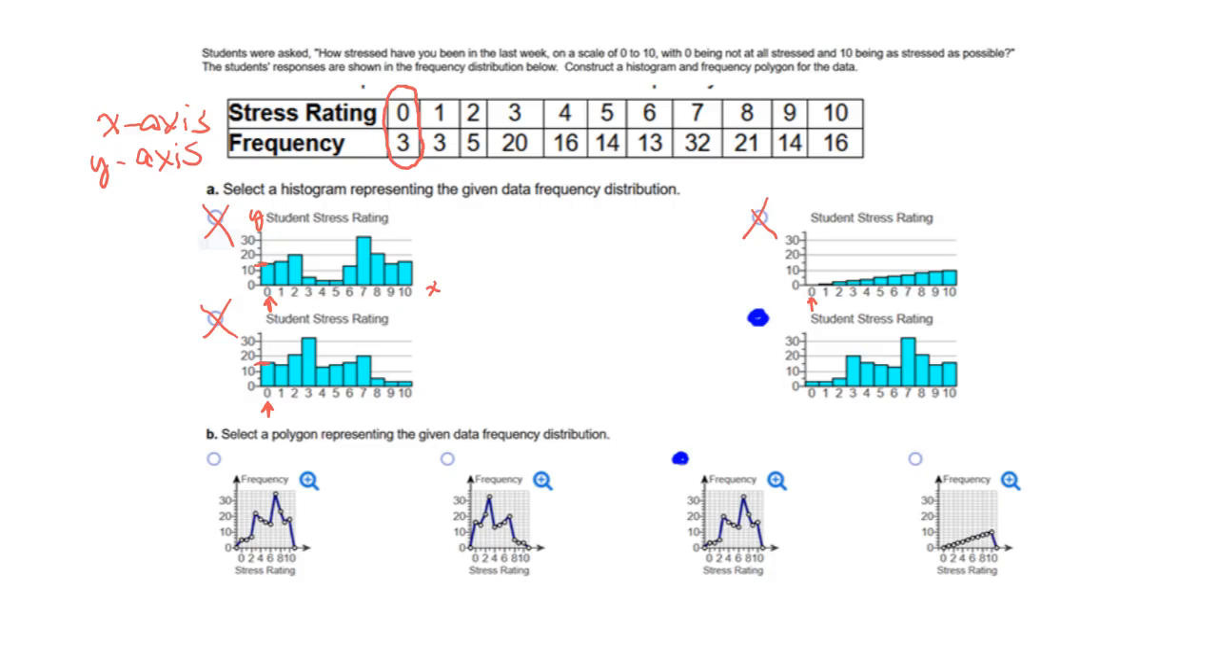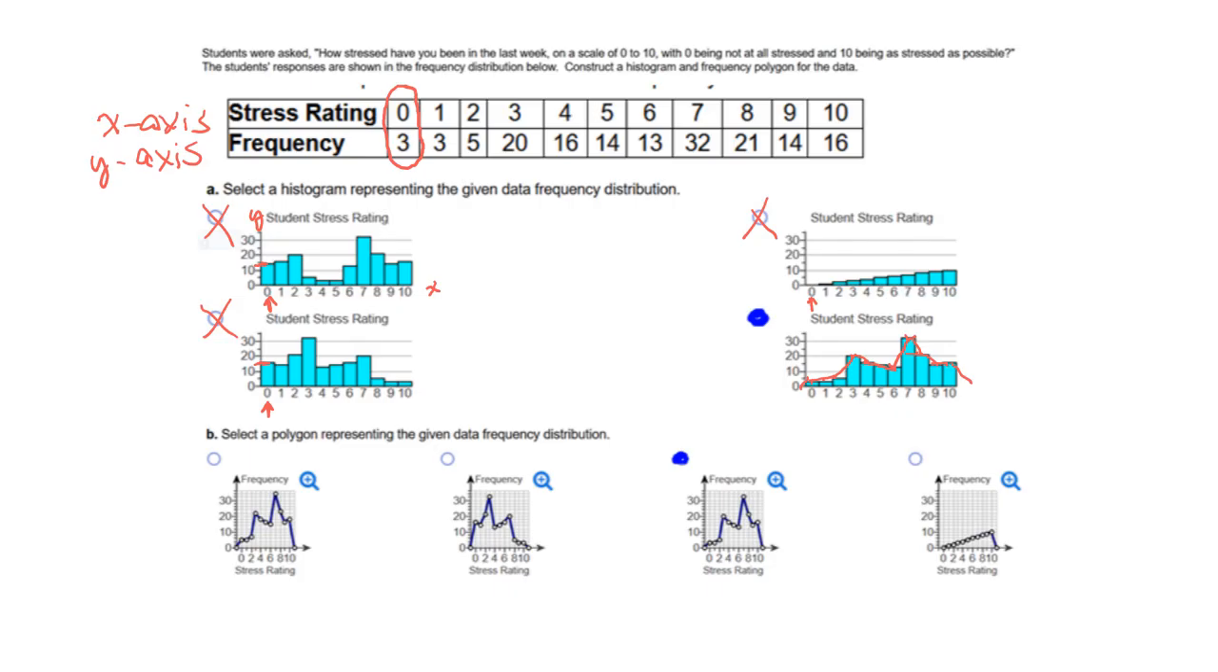Once again, if you were to put a dot above each bar and connect the dots and bring it back to the x-axis, that would create your frequency polygon. That's kind of the image of your frequency polygon, and the closest one we have is going to be this third option. Again, you can look at where the rating is 0 and see if the height is 3 and try some different values and just check each one.